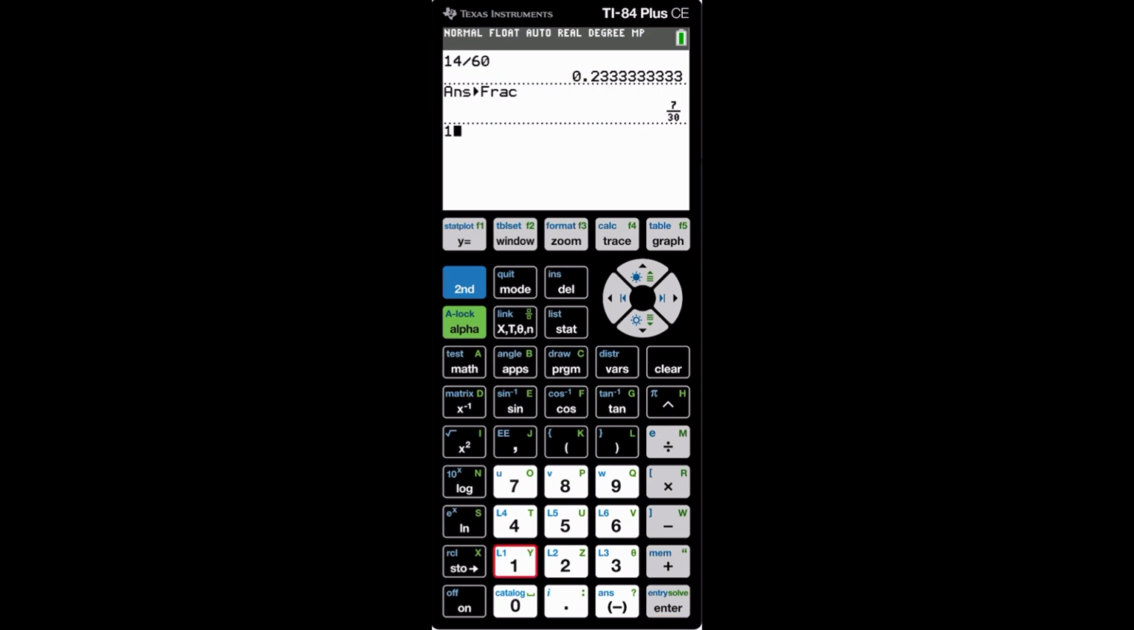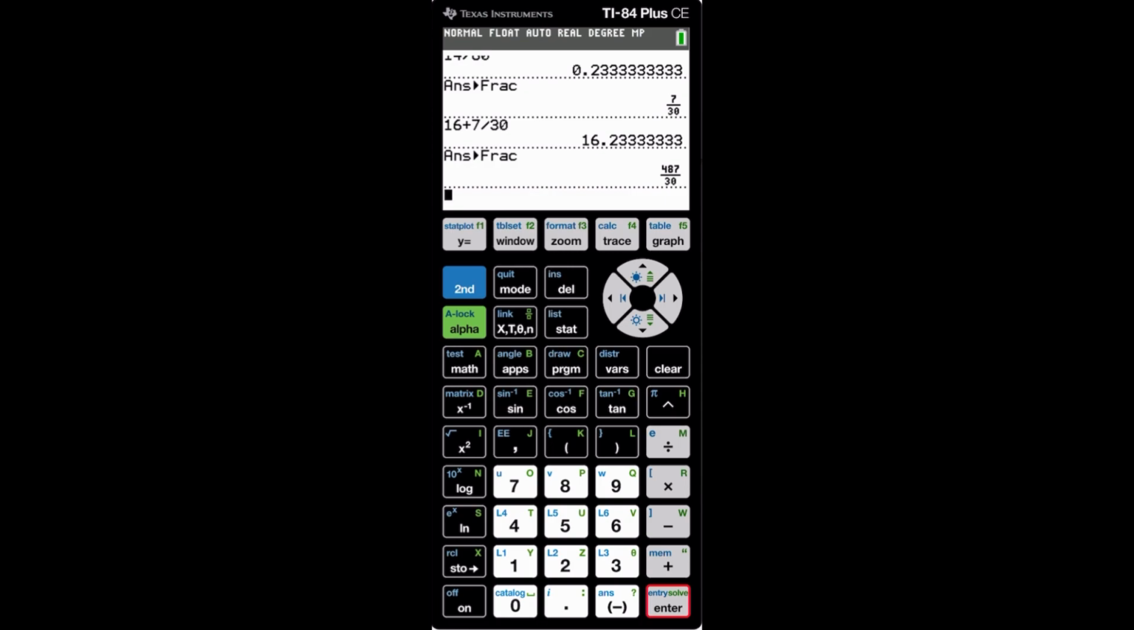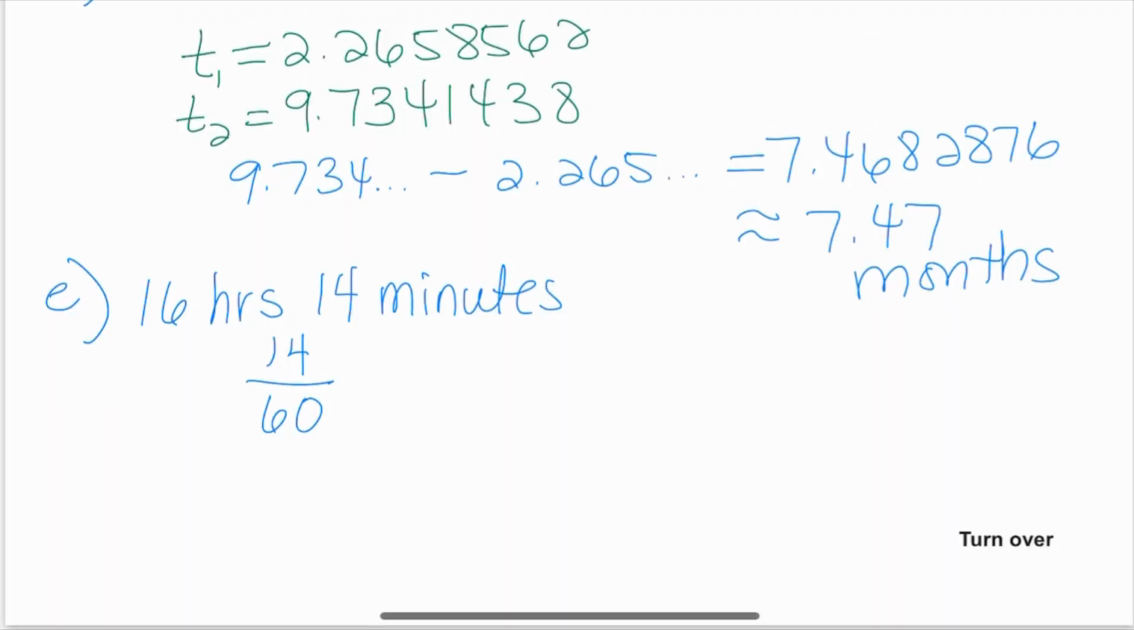So if you want to take 16 hours plus 7/30, it's going to give you 16.2333. And again, if you go to math fraction, it's going to give this to you as an improper fraction. So now this is 16 hours and 14 minutes written as a fraction so that you can go ahead and do this easily. So now I know that 16 hours and 14 minutes is going to be equal to 487 over 30.